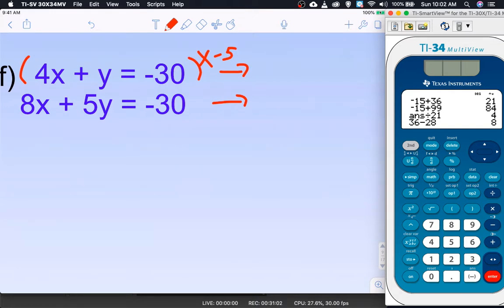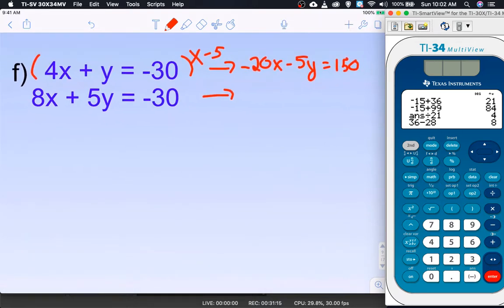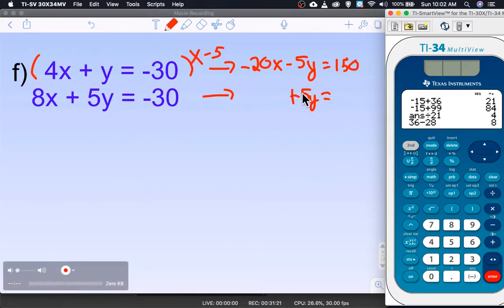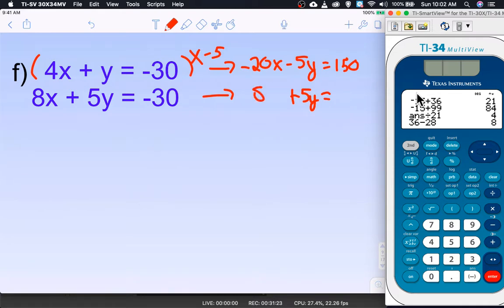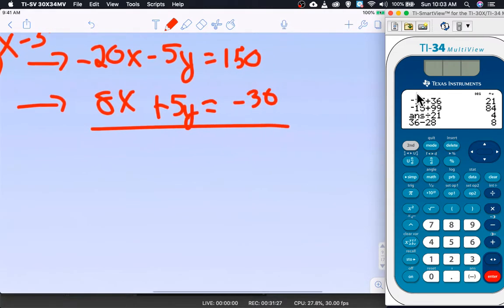So that would become -20x minus 5y equals a positive 150. The bottom equation would stay exactly the same because we want a positive 5y. That way the y's will cancel out. So everything's just going to stay exactly the same. And now we eliminate. My y's will eliminate here. They're going to cancel out.